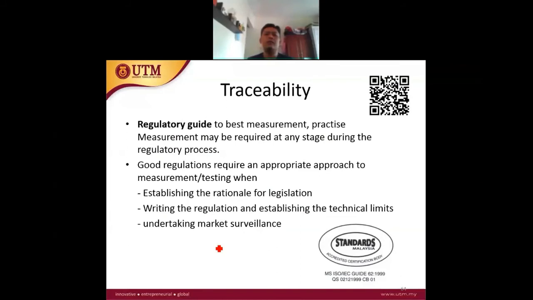So the traceability is to support the law in Malaysia, and also for safety, and to make sure the market follows the standard. We don't want anything in the market that does not fulfill the standard or will jeopardize the safety of the user.